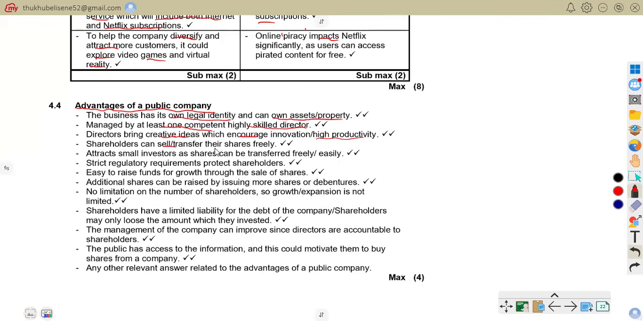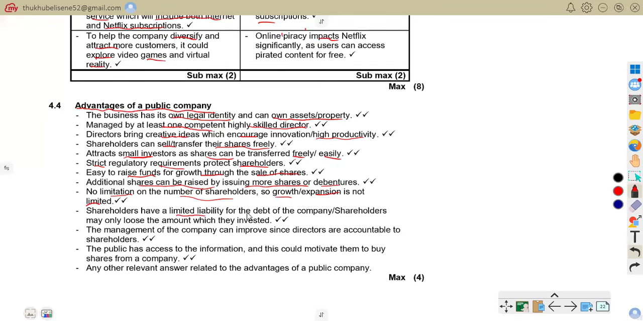Shareholders can sell or transfer their shares freely. That is an advantage. It can also attract small investors, as shares can be transferred freely and easily. Strict regulatory requirements protect the shareholders. It is easy to raise funds for growth through the sale of shares. Additional funds can be raised by issuing more shares or debentures. There is no limitation on the number of shareholders, so growth or expansion is not limited.